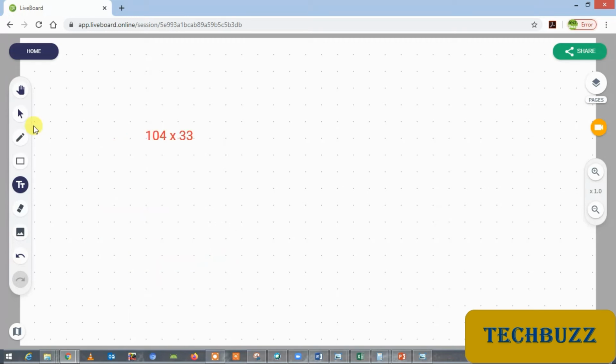Now I have written one more number. It's 104 multiplied by 33. Now what will you do in that case? Target any number. So here I am targeting 104. I have converted this 104 to 100. So it's very easy. It is 3300. Now we have to multiply 33 by 4. What is the answer? 33 multiplied by 4 is 132. Now add these two numbers. 3300 plus 132. It is 3432, isn't it?